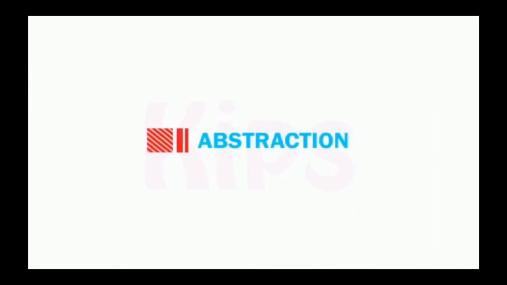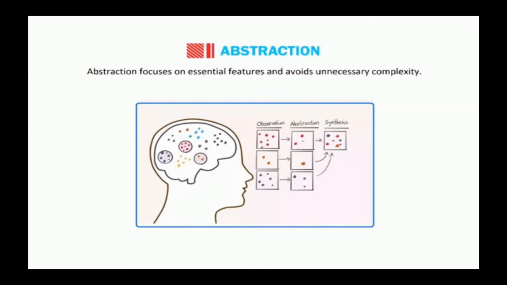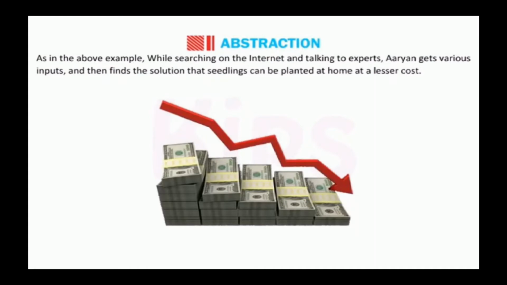Abstraction. Abstraction focuses on essential features and avoids unnecessary complexity. As in the above example, while searching on the internet and talking to experts, Aryan gets various inputs and then finds the solution that seedlings can be planted at home at a lesser cost.